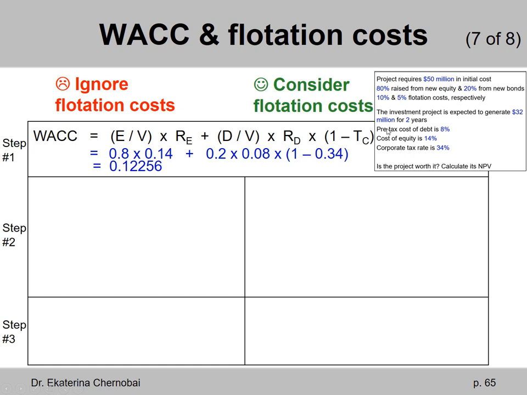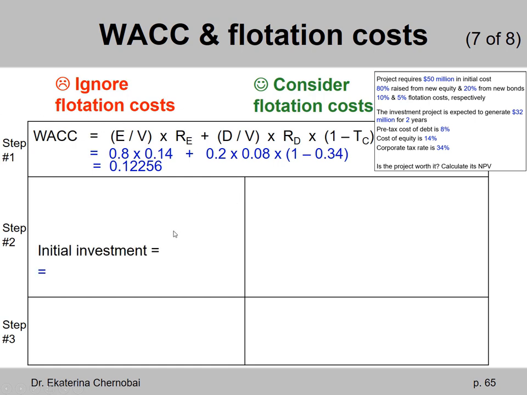By the way, in some numerical problems, you're given the tax rate and you're given the after-tax cost of debt. This is a trick. If you are given the after-tax cost of debt, then you're given RD times 1 minus TC. So you don't need to then multiply it again by 1 minus TC, because that's already done in the number you're given for the after-tax cost of debt. So keep that in mind. Read the wording carefully. The weighted average cost of capital gives 0.12256.